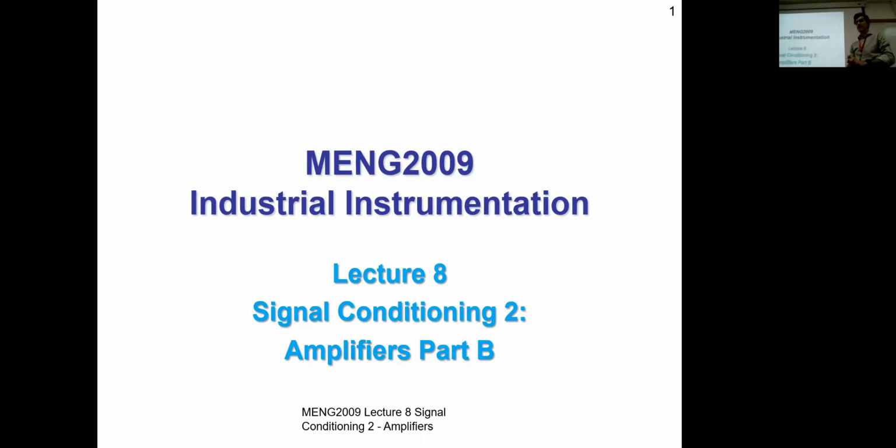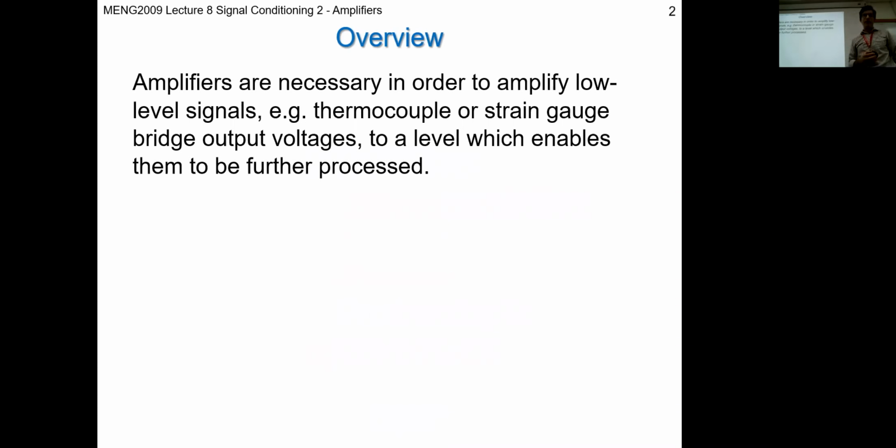Okay, so this is the second part of our amplifiers lecture. Last time, like I said, we looked at the characteristics of ideal op-amps, and we looked at the use of an ideal op-amp in our first amplifier circuit, which is the inverting type amp. Just to recap, amplifiers are useful in instrumentation measurement systems to amplify low-level signals.